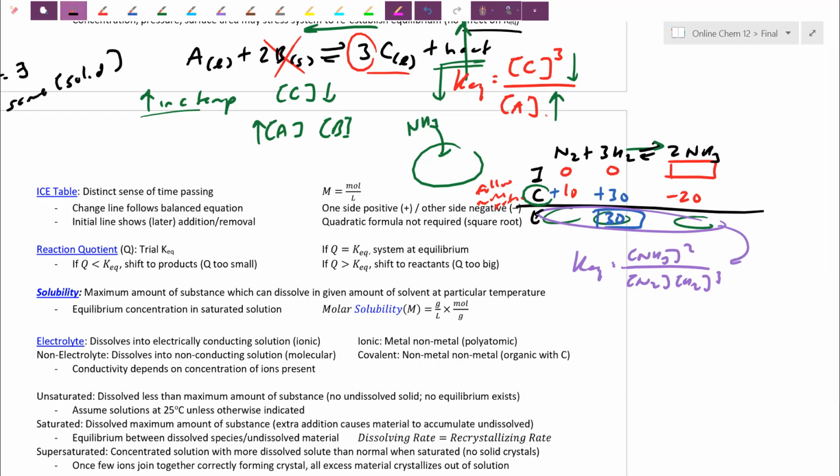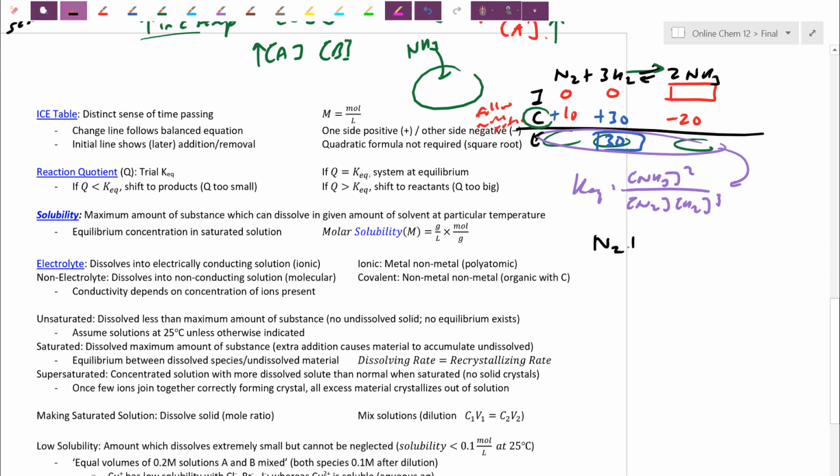Sometimes you're not given the change line, so let's just hint at what happens here. N2, 3H2, in equilibrium with 2NH3. Maybe I had my ICE table, I had 0, 0, and I had maybe a Y amount there. Maybe I just put an amount, let's say I have 40. Well, I know which side is plus, right? I can't drop any lower than 0. This side has to be minus.